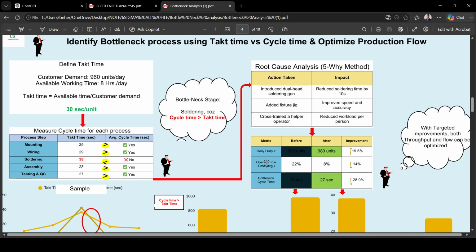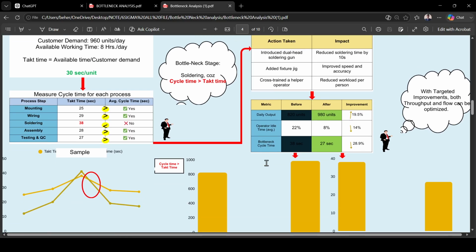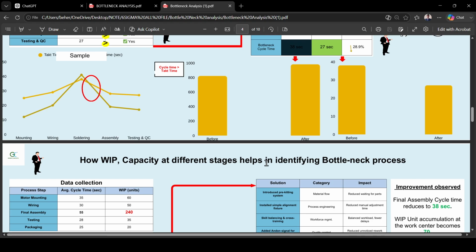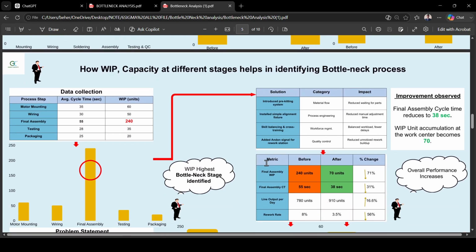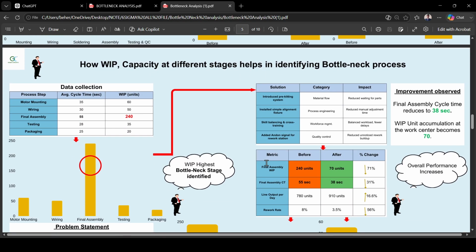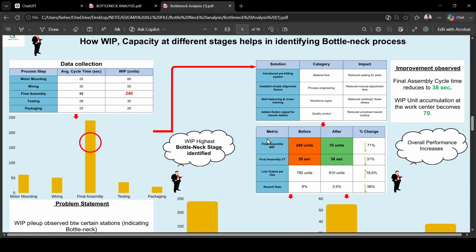So define takt time: customer demand is 960 units per day, available working time is 8 hours. So takt time equals available time divided by customer demand, which is 30 seconds per unit. So that is takt time, and you can understand this in the picture, and how capacity at different stages helps in identifying bottleneck processes.